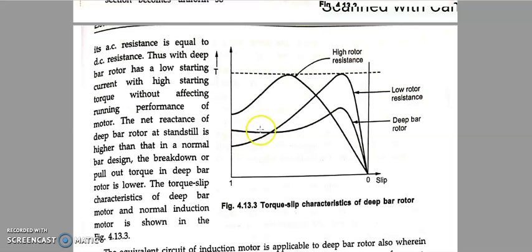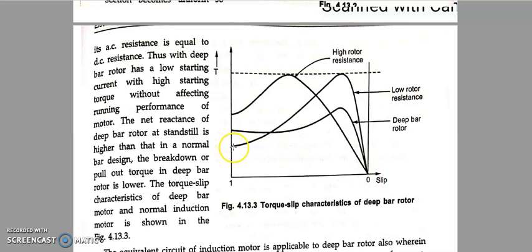Now you can see here we have three speed torque characteristics, or slip torque characteristics. First, let us go with low rotor resistance. This is the characteristic of lower rotor resistance. We shall discuss high rotor resistance as well as deep rotor later. For low rotor resistance, if you plot speed versus torque as well as slip versus torque, you will get this picture.